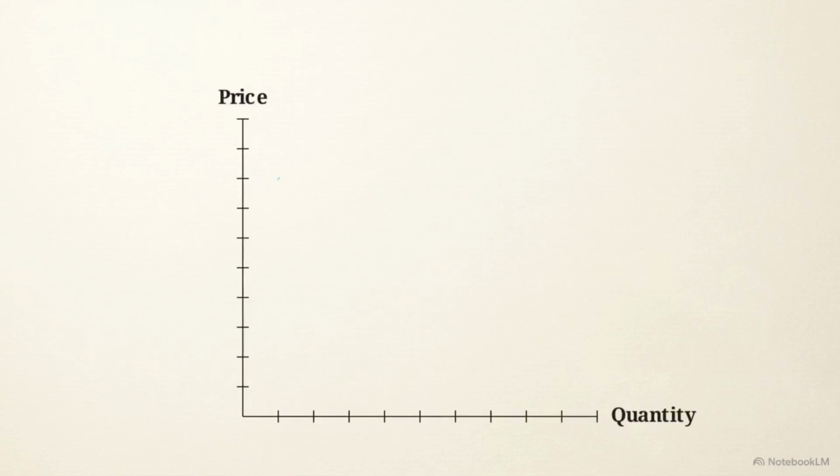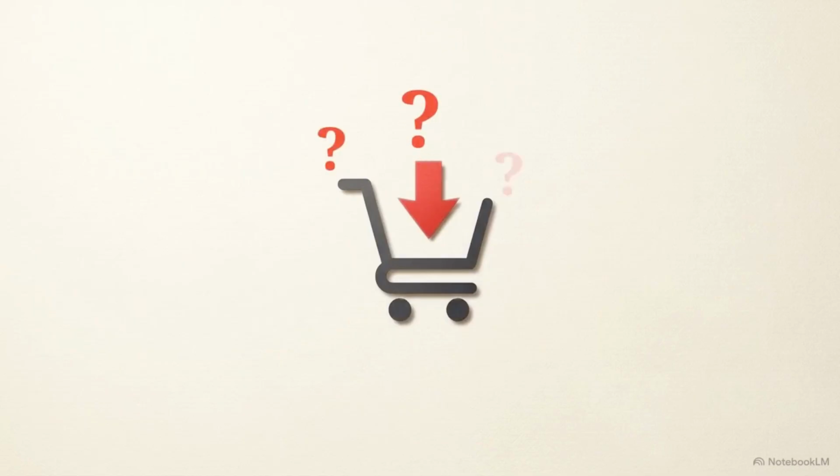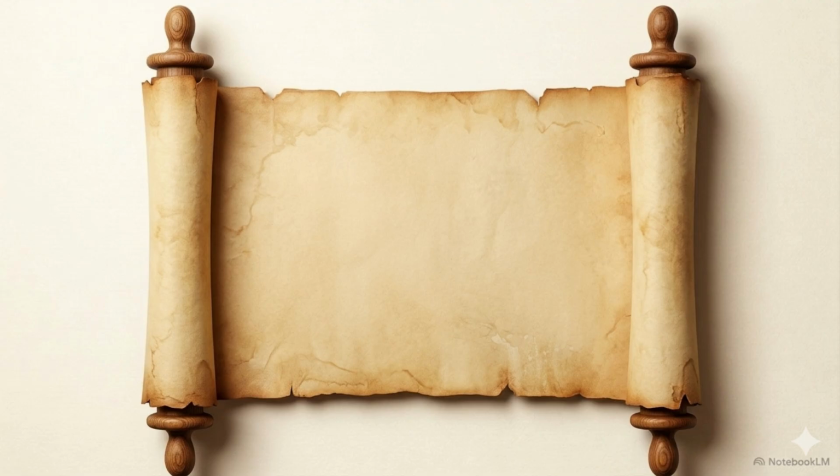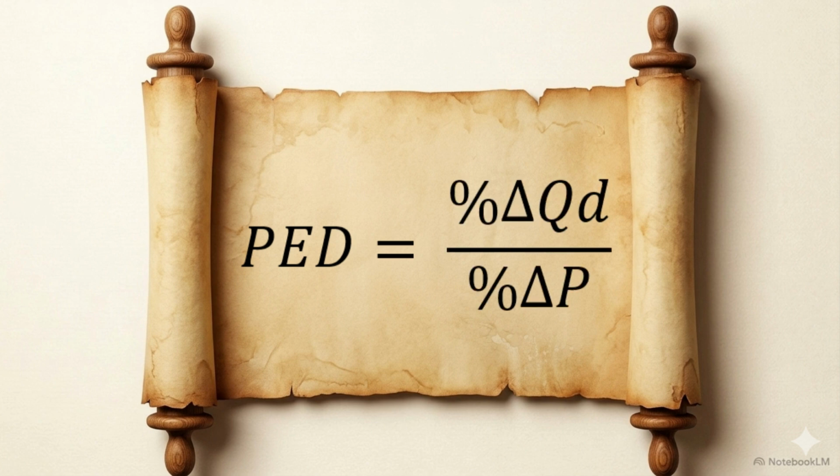We know from the basic law of demand that raising prices lowers the quantity demanded, but as a business owner, Mario needs to know exactly how much the quantity will drop. To find that, we use a concept called the Price Elasticity of Demand, or PED. PED measures exactly how responsive consumers are to a change in price. The formula is simple: the percentage change in quantity demanded divided by the percentage change in price.